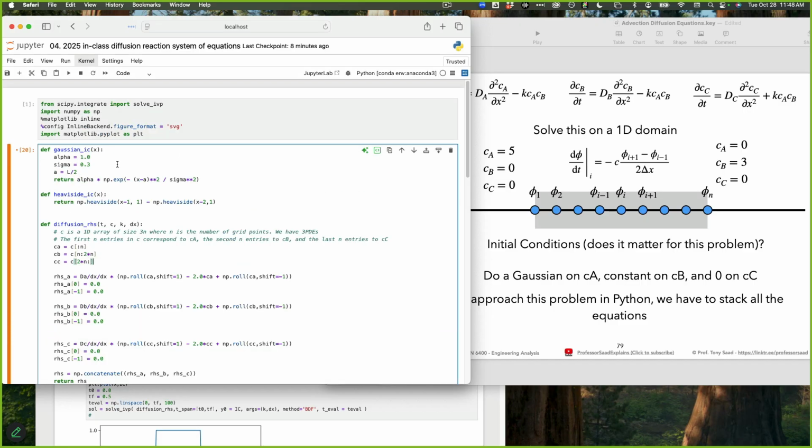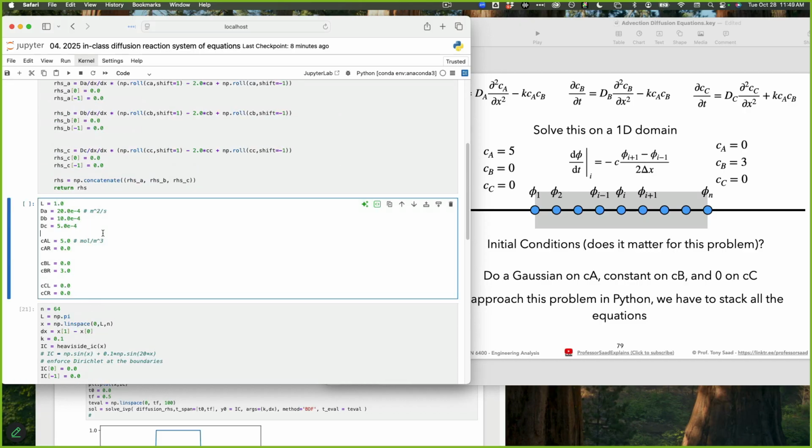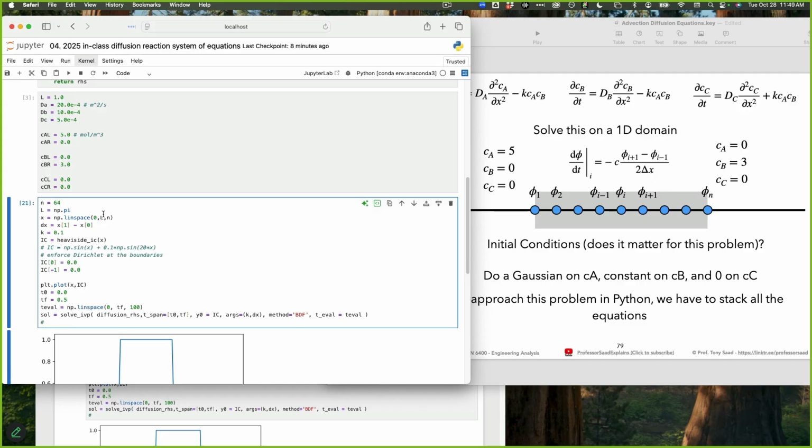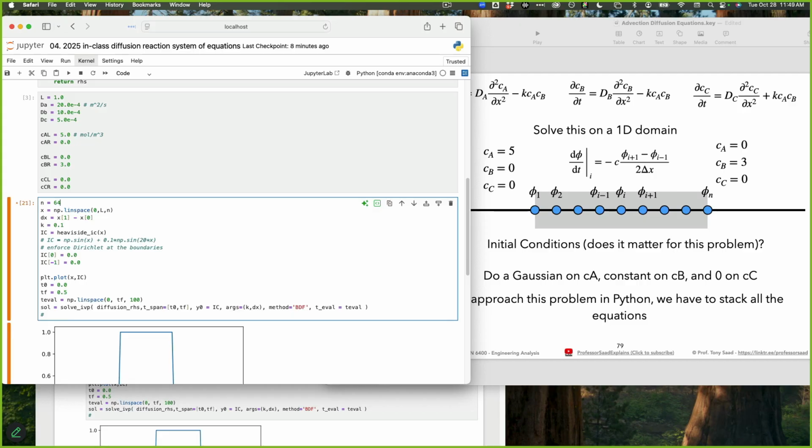All right, so let me execute this, and then I have this information here. Now I need to define my domain. So I already have L defined up here, L equal to 1, then X linspace, dx. I don't have K anymore. And for my initial condition, I'm going to have 3 initial conditions, right?